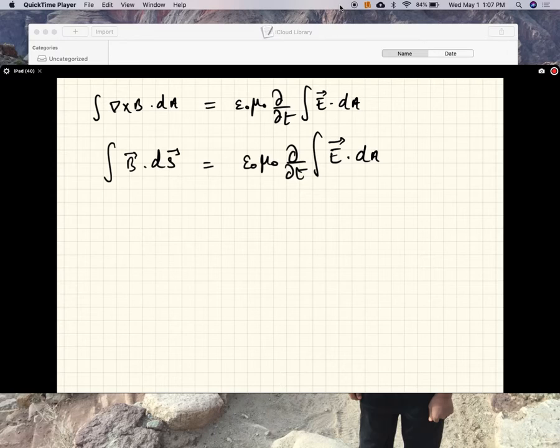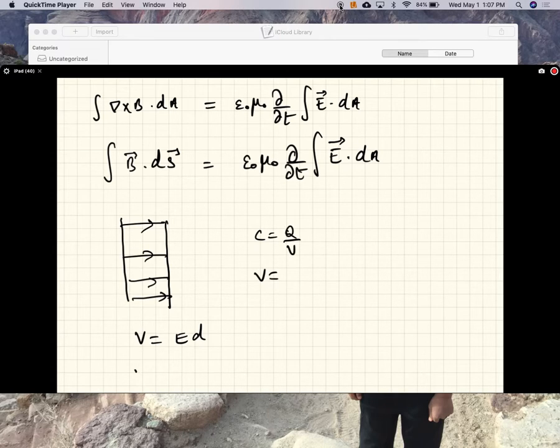Now going back to the capacitor, so here's the capacitor. The electric field is related to the potential difference like so, E times D. The electric field times the distance between the plates is equal to the voltage across the plates. And V is, for a capacitor, C is Q over V, so V is Q over C. Okay. So Q over C is E times D.